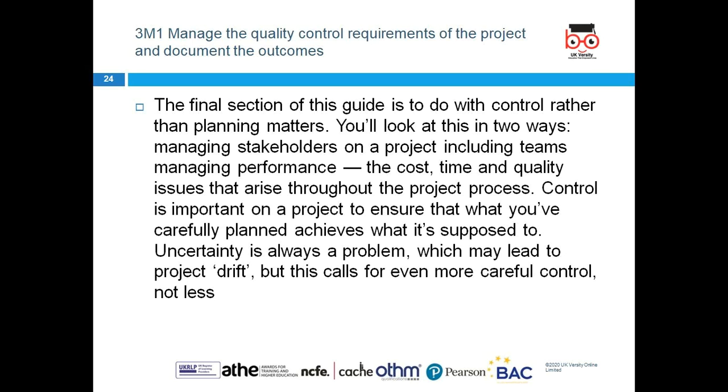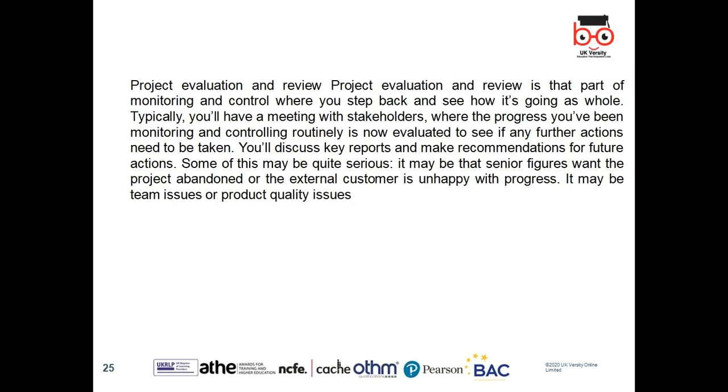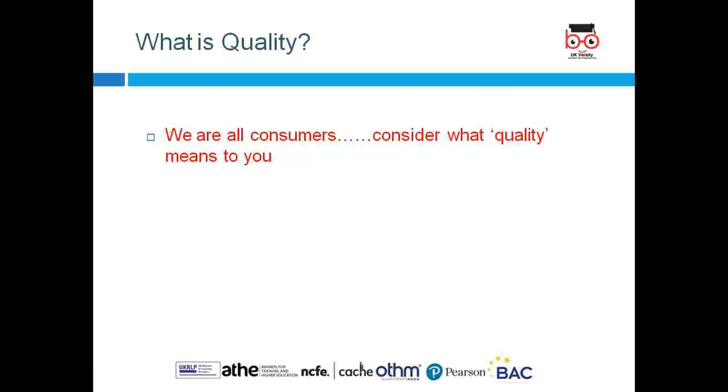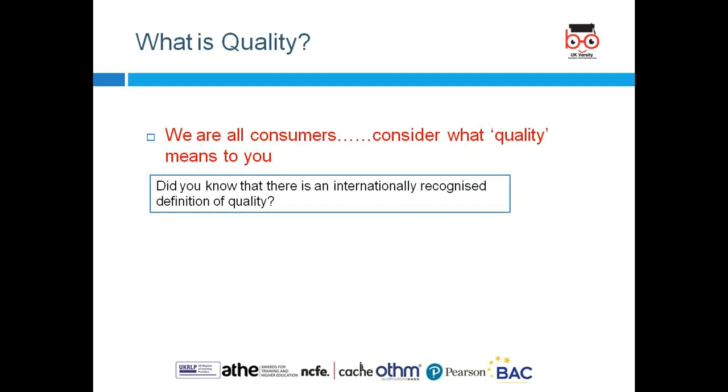Okay, next area of discussion is quality. To measure any company's performance or any project, you need time, cost, and quality. So quality is very important. The final section of the guide has to do with control rather than the planning method. You will look at managing the stakeholders and their wishes: time, cost, and quality. So control is always important, and here we are looking at quality.